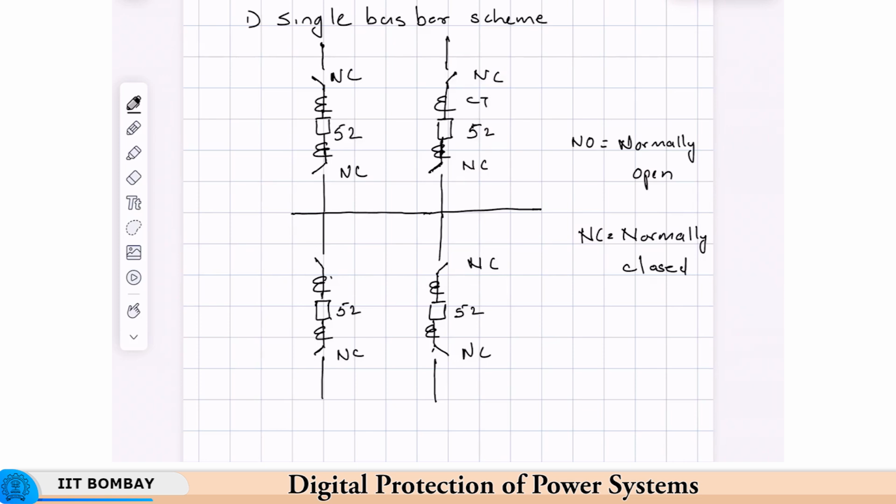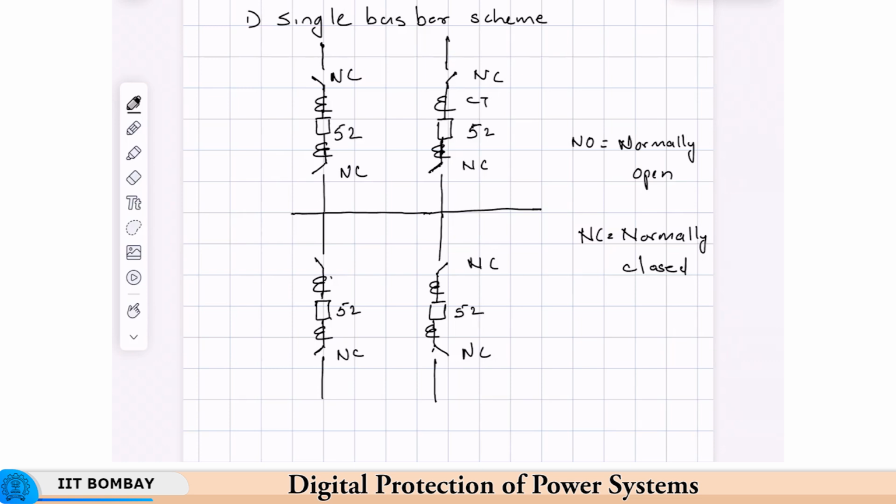So, as you can see here, this is one of the most basic kinds of arrangement. There is no redundancy here. So, if the bus bar has a fault, then you will lose supply to all the circuits connected to it. On the other hand, if there is a circuit breaker problem, then you cannot take it out for maintenance without affecting the supply to the feeder. So, there is no redundancy here.